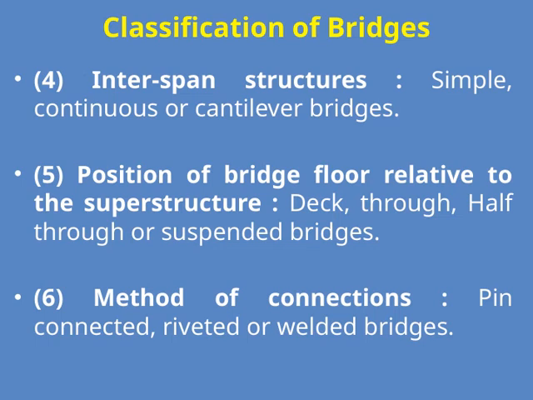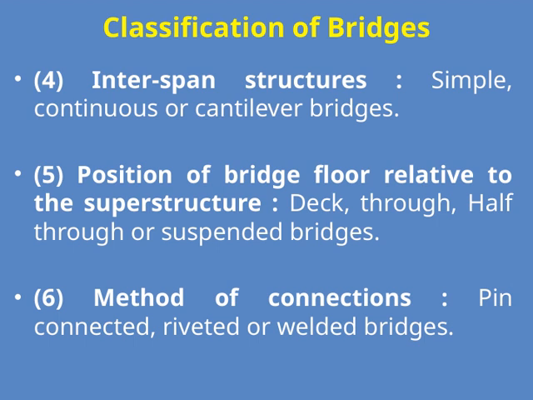Let's take a look at how bridges can be classified based on different key aspects. First, we have the interspan structures, which include simple, continuous, or cantilever bridges. These classifications are mainly based on how the spans are arranged and supported. For example, simple bridges have a single span, while continuous bridges have multiple spans supported without hinges, providing greater stability. Cantilever bridges, on the other hand, extend horizontally and are supported only at one end, often used in situations where supporting piers are difficult to build.